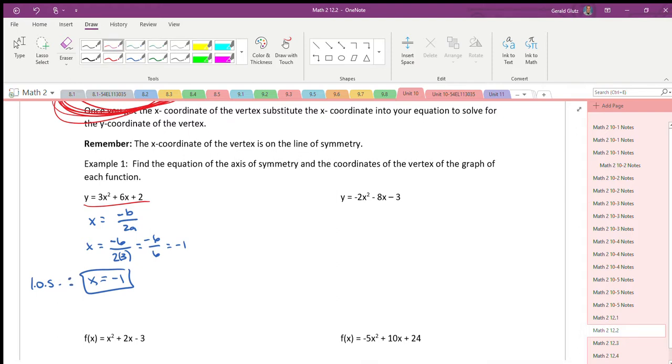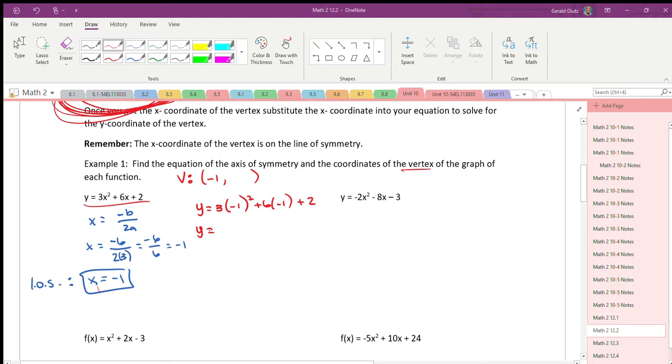Now, if I wanted to find the vertex, which I also have to do, I already know the x value is negative 1. I just need to find the y value. If I know the x value, and I have an equation, how can I figure out that y value? Hopefully you're saying to yourself, well, we can plug in negative 1 for x, and then we'll solve for y. So y equals 3 times negative 1 squared plus 6 times negative 1 and then plus 2.